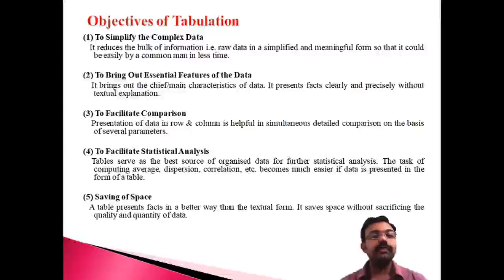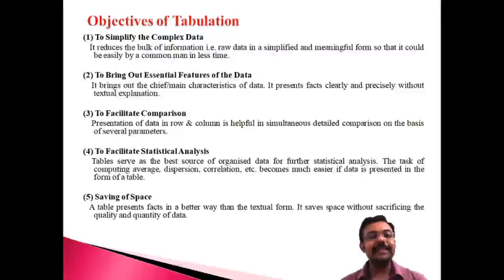And the fourth one is to facilitate statistical analysis. Tabulation always facilitates statistical analysis, because it's a cross-classified table. The chi-square is easily calculated with the help of cross-classified data, and a cross tab is always helpful to find out the correlation and the chi-square analysis. That means you can easily identify the average, dispersion, correlation, and other central tendency measures with the help of statistical and tabulated data. So the fourth important objective is to facilitate statistical analysis.